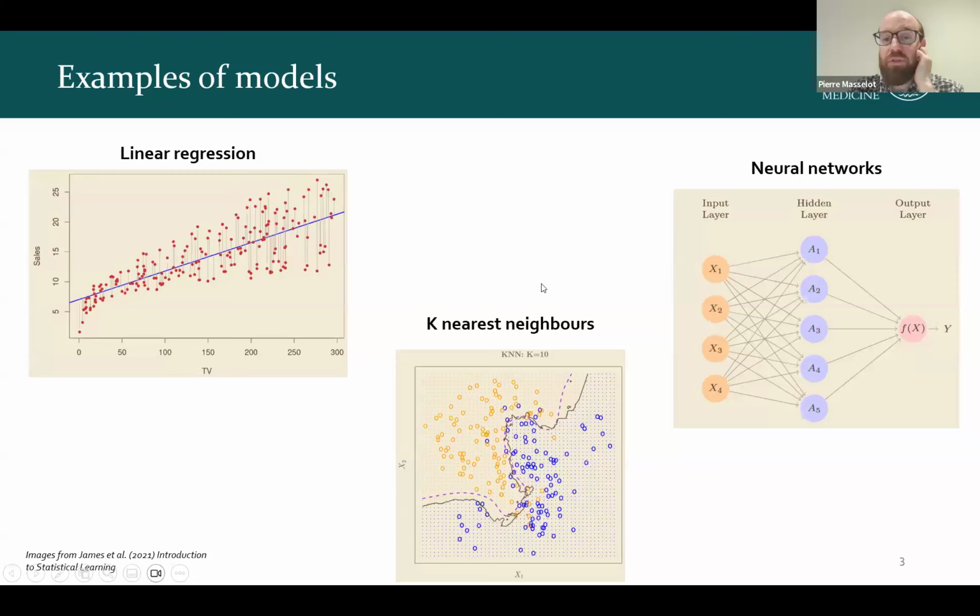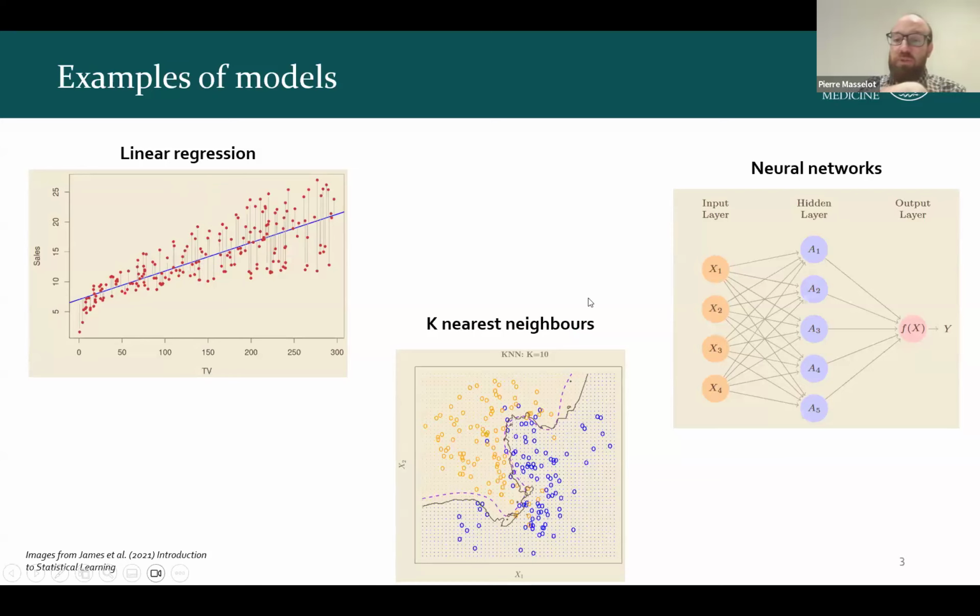So examples of models to learn this function, probably maybe you've heard of some of them, but the simplest one might just be linear regression. So you have some predictors and your target, and then you make a prediction as a linear combination of your predictors. So if you have just one predictor, for instance, this will just be a straight line. So your prediction will be a straight line like that.